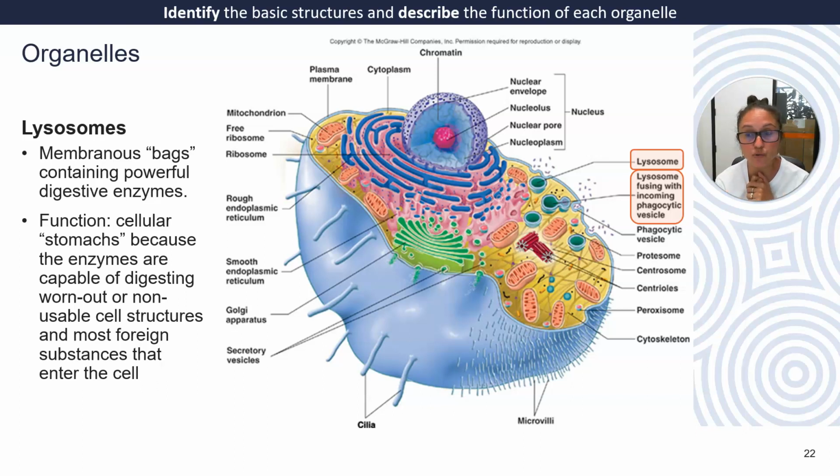If there's anything that is worn out that needs to be broken down, the lysosome will do that for us. For example, if we have bacteria that's trying to get into our cells, the lysosome will pretty much eat it and digest it and break it up into little pieces. And then we can use those pieces for other things. So the lysosome is like your stomach. It's full of enzymes to break things up.